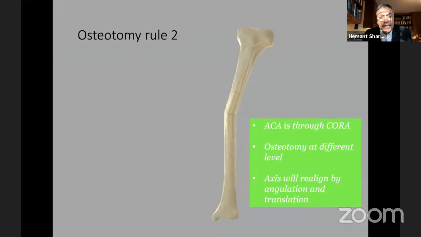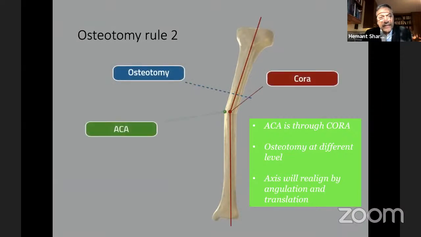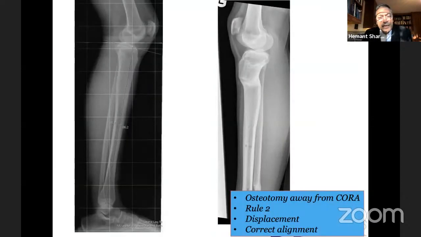So this is ideal if you can do that. Osteotomy Rule 2 is when ACA is through the CORA, but your osteotomy is at a different level. And therefore, there's this obligatory translation and the bone becomes a bit zigzag, but both the segments are collinear and your deformity is corrected. And this is an example of that.